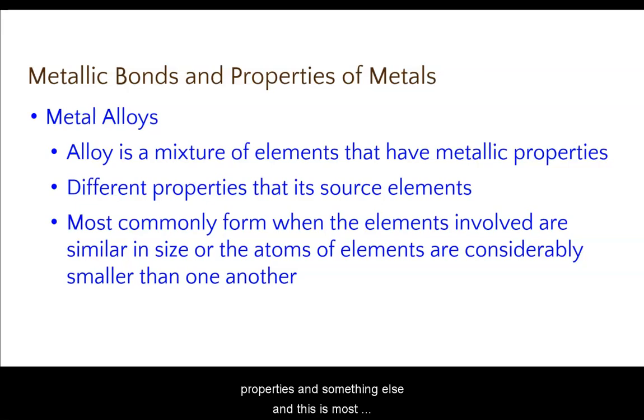And this is most commonly formed when the elements involved are similar in size or the atoms of one element are considerably smaller. So you're going to have one big and one small, or about the same size, to make a good alloy. And that is a mixture of metals.